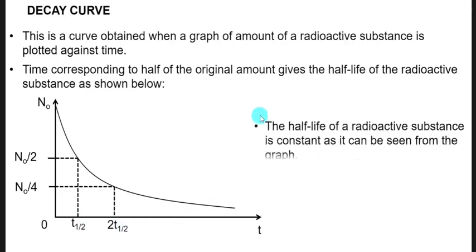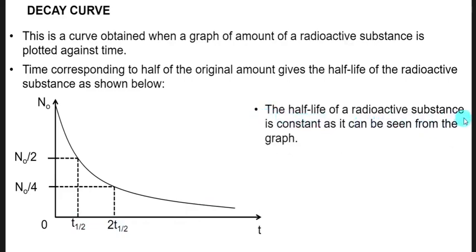So we are saying that the half-life of a radioactive substance is constant, as it can be seen from the graph. So it is constant from here. If it took 2 seconds to move from here to here, it means even from here to here it will be 2 seconds. If we divide again here, where we get n/8, maybe it touches here, it goes down there. Again, it will be 2 seconds that will pass.